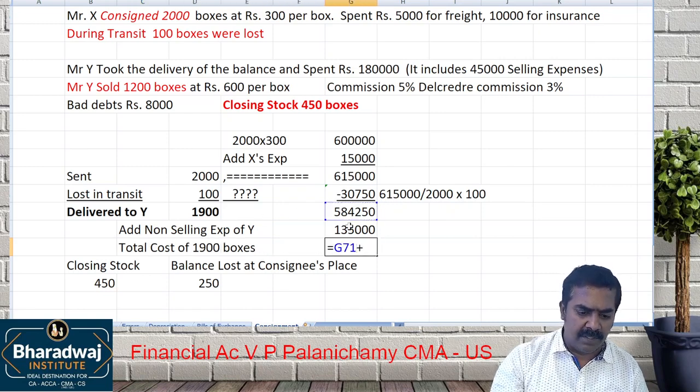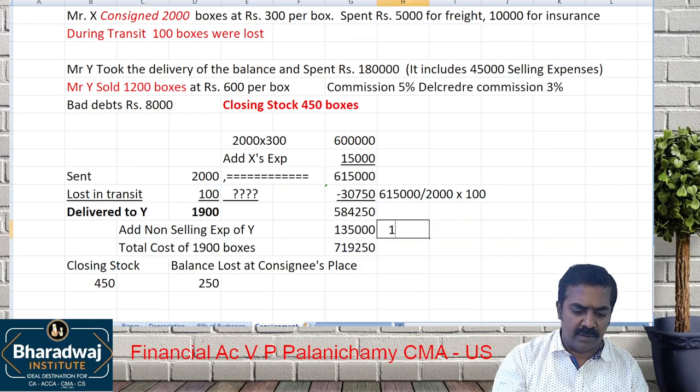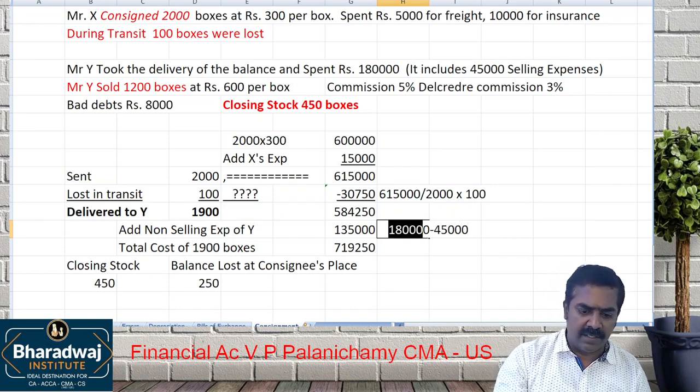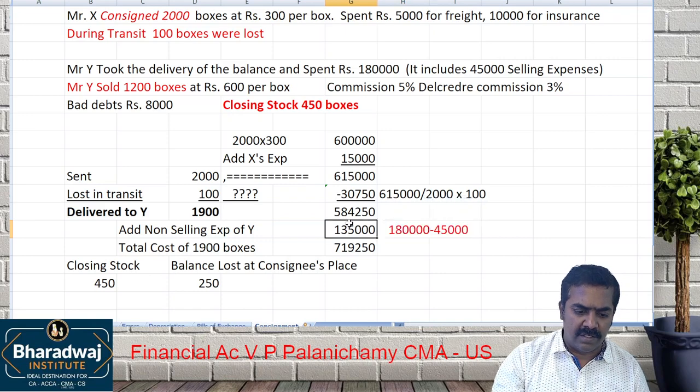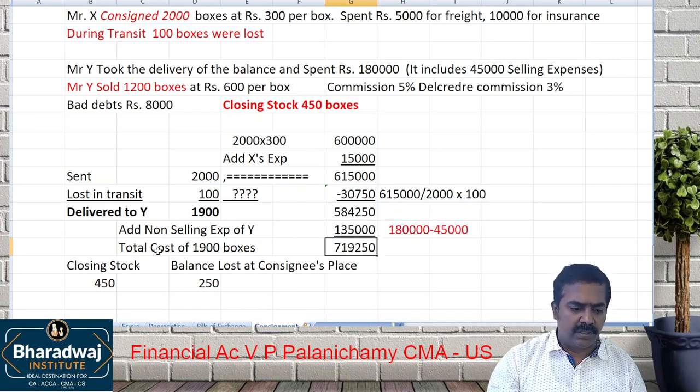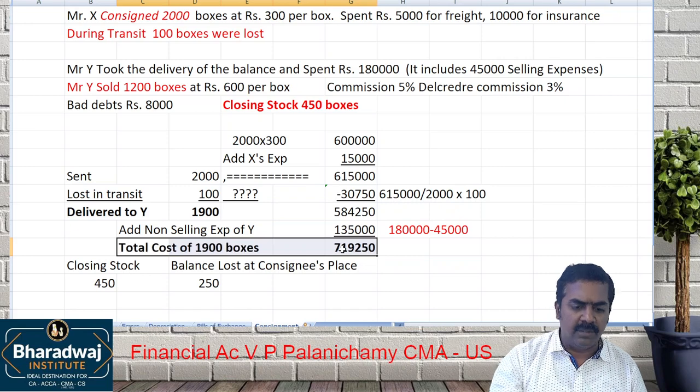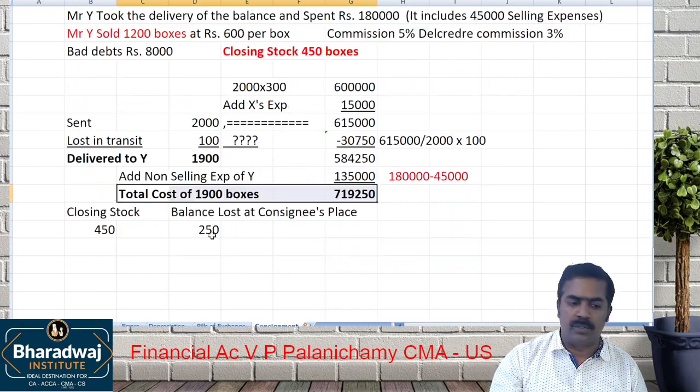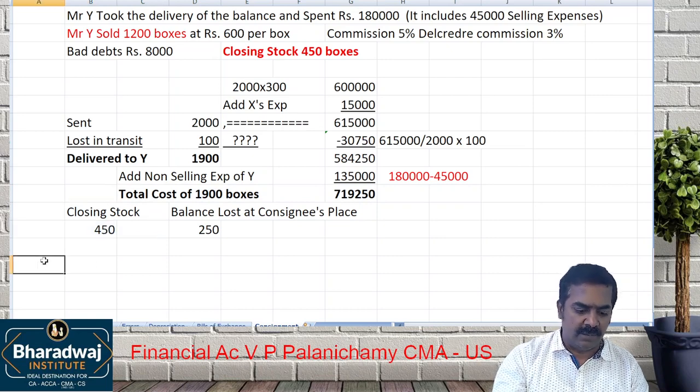5,84,250 plus this. Do you understand how this 1,35,000 came? Out of 1,80,000, how much is selling expenses? 45,000 is selling expense, so the balance is non-selling expenses. So what is the 1,900 boxes' total value? 7,19,250. For closing stock, how do we work out the value? 7,19,250 is for how many boxes? 1,900 boxes. What is for 450 boxes?